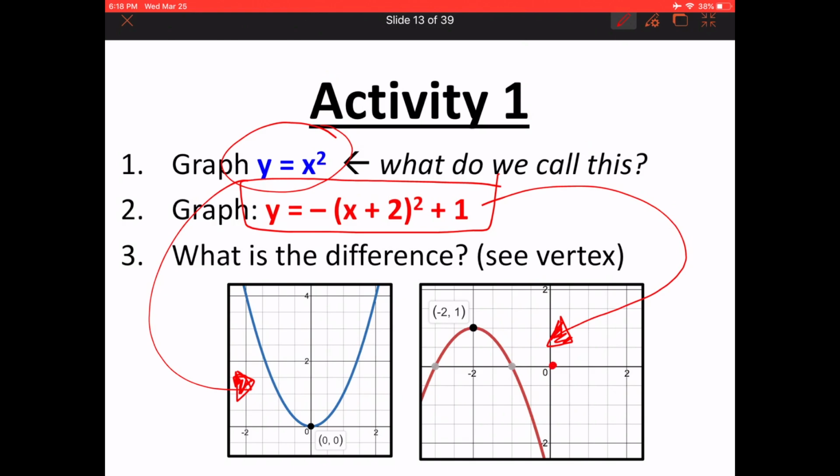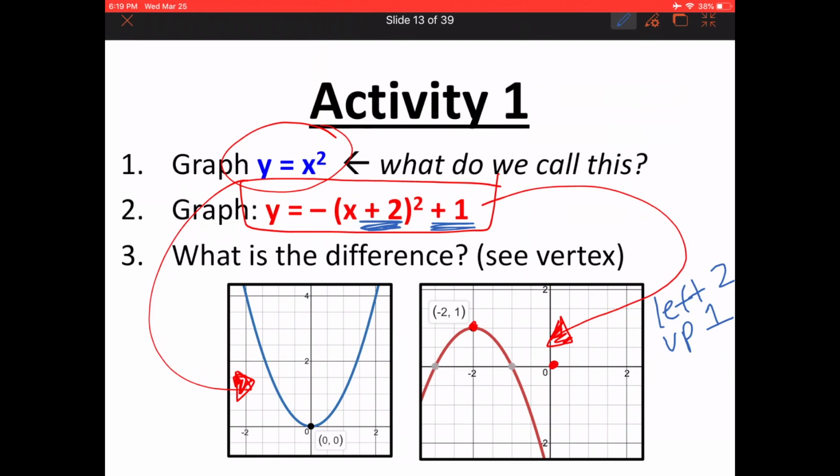But notice instead of my vertex being at 0, 0, my vertex is now at negative 2, 1. And so where do we think that came from? Notice this means that I went to the left 2 and I went up 1. This plus 2 is what moved me to the left. This plus 1 is what moved me up.